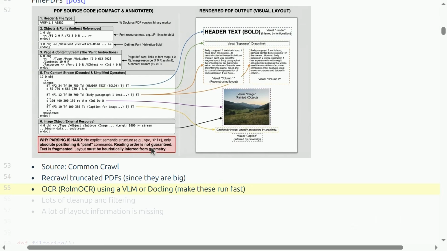So the quality of an average PDF is generally higher than for an HTML file. There's a lot of cleanup and filtering, and with PDFs, even more so than web pages, a lot of layout information is missing, because in HTML you have various tags like H1 and P that give you some semantic information. PDFs are by design all about layout, so you don't necessarily preserve the semantic structure.